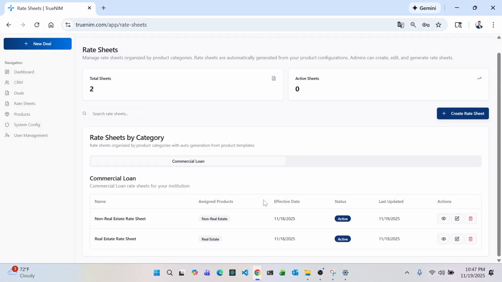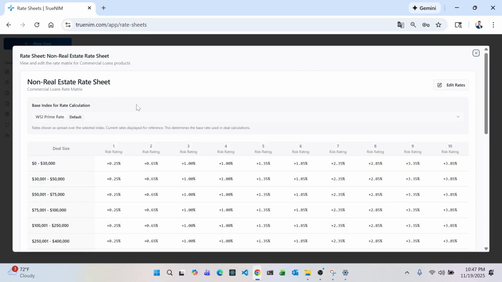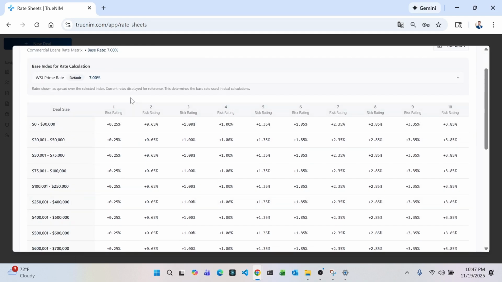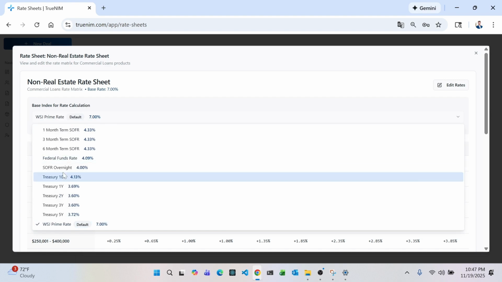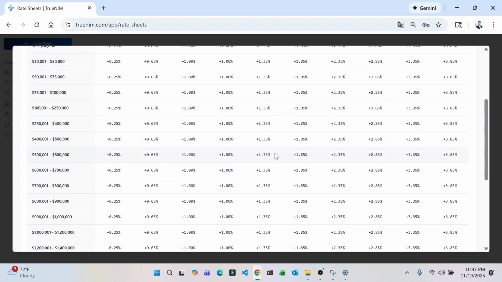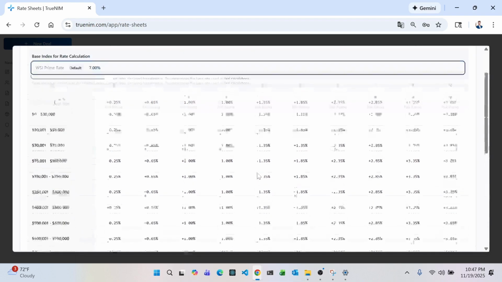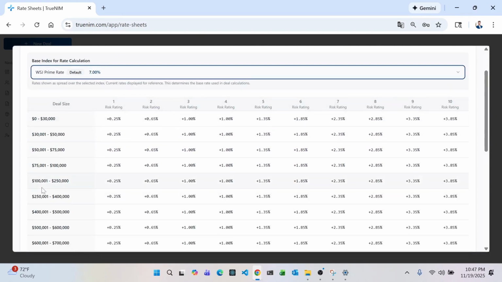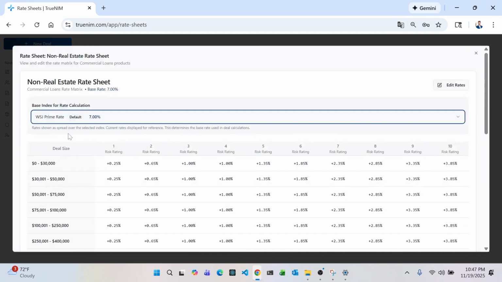And then we can tie rate sheets to each individual product. So we have a real estate rate sheet, which is tied to our real estate product, and a non-real estate rate sheet, which is tied to our non-real estate product. If I went in here, you can see that based on the deal size and the risk rating, we are actually spreading over prime here, but you can change what index you want to use. And this is what that rate that automatically pulled in when I was creating a deal was doing. It was looking at the risk rating and how large the loan was, and then it was spreading over prime.